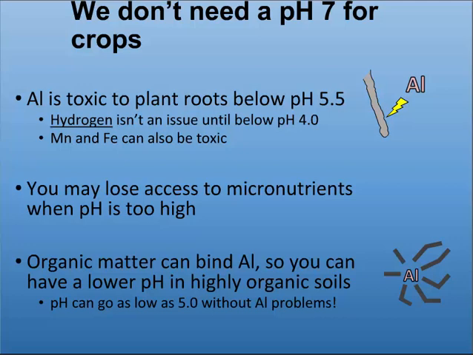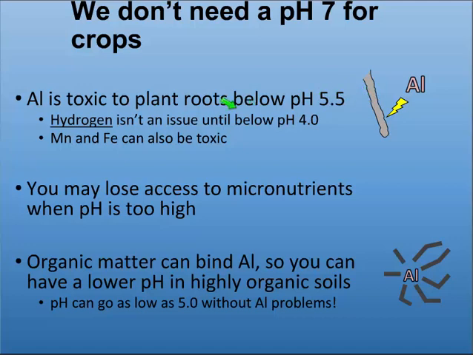But what they figured out back in the 60s and 70s is that actually we didn't need a pH of 7, because when we got above a pH of 5.5, aluminum becomes a solid. And if it's a solid, it can't affect roots. They figured out that aluminum was a main driver to reducing yields in crops as it was toxic to roots.